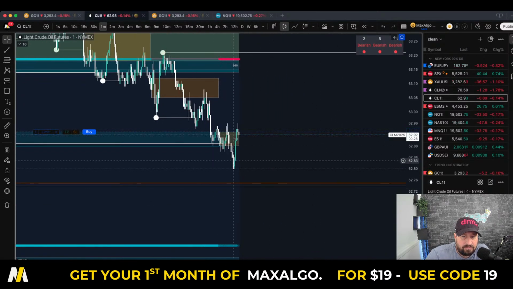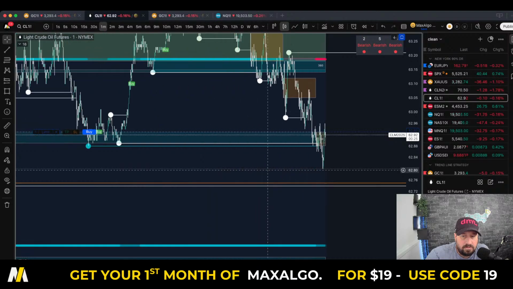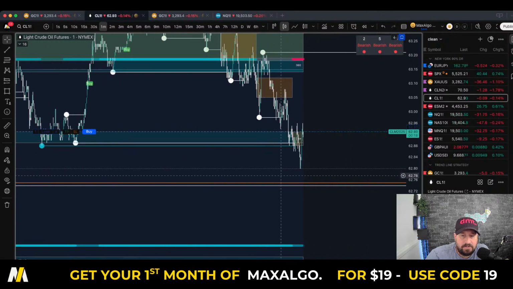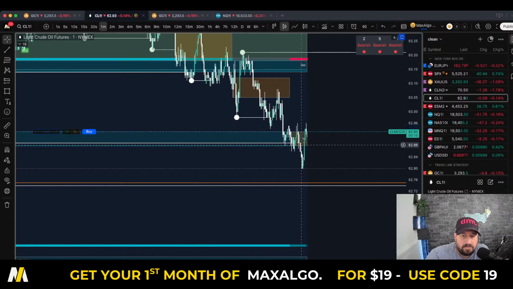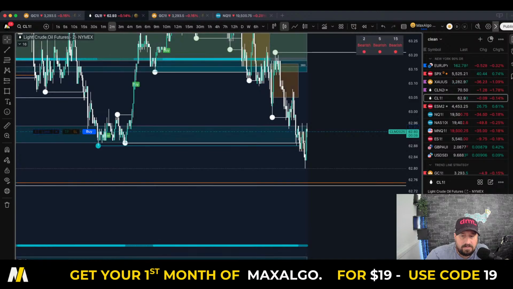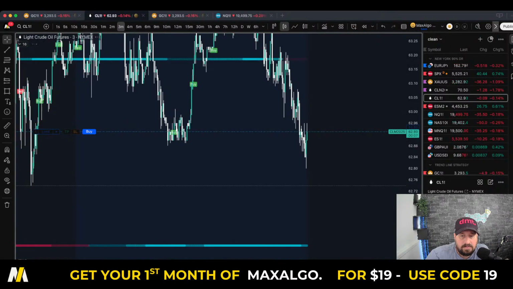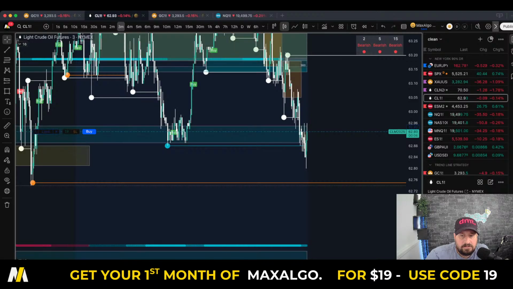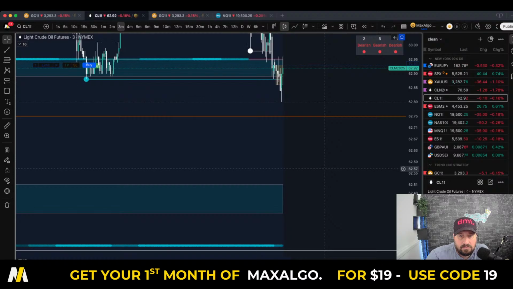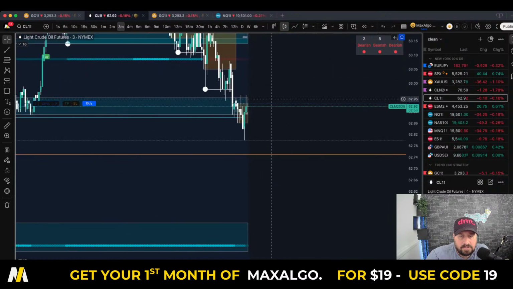But we might just see a bit of a retracement now, as we've taken that low, right? So here's our next level. It's our bearish fair value gap.